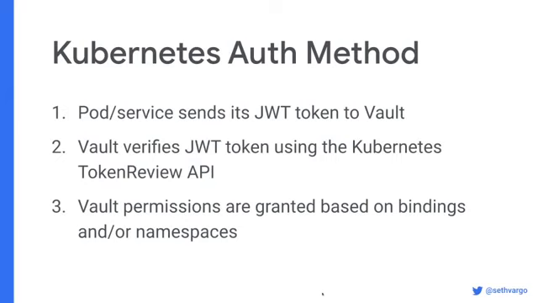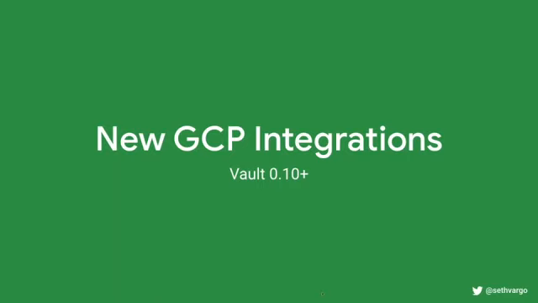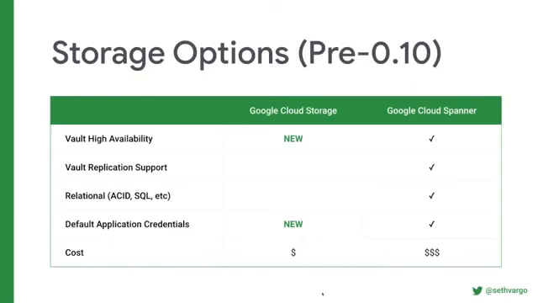So those are the things that have already existed. These things have existed in a few releases of Vault now, but there are some really exciting changes in 0.10 that I want to cover very quickly. We know that there were a lot of users who are leveraging the Google Cloud Storage backend, and one of the biggest complaints was lack of high availability support for Google Cloud Storage. We had it with Spanner. Why didn't we have it with Google Cloud Storage?